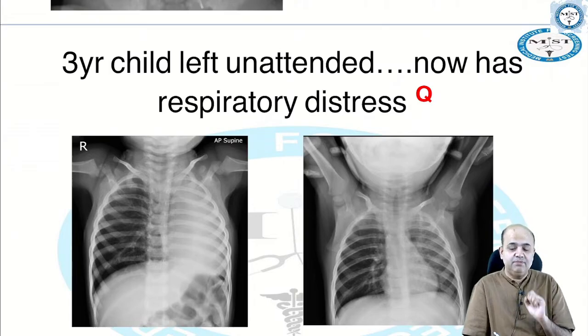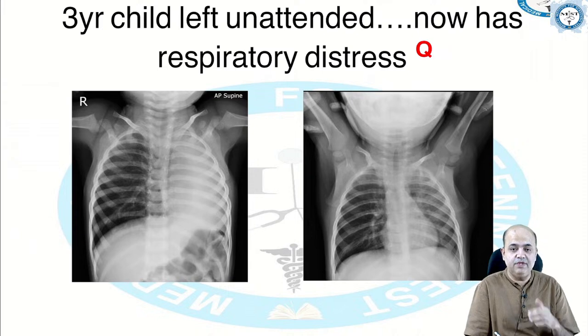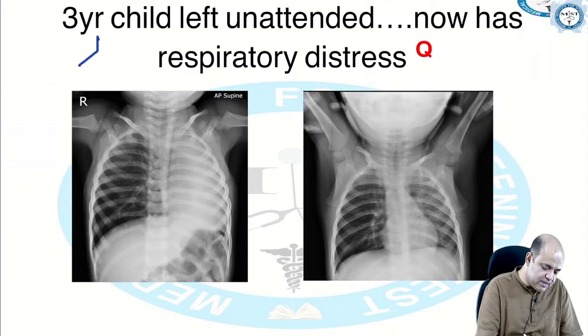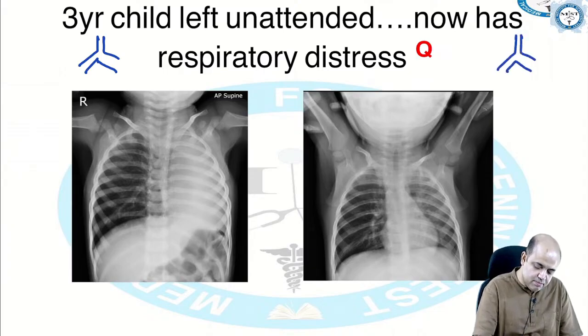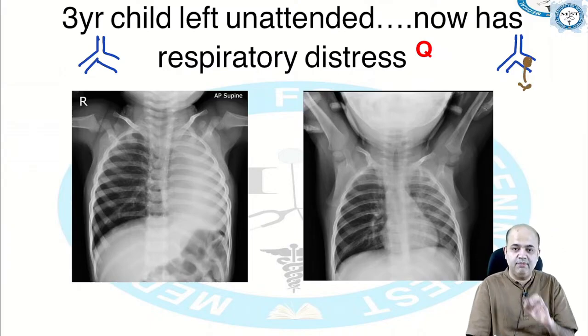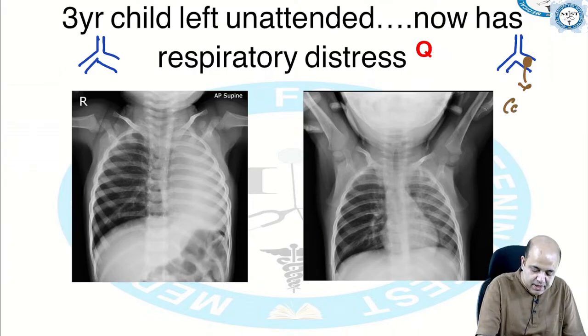A 3-year-old child who has been left unattended and now presents with sudden onset respiratory distress. Okay, so these are two different situations. In one, what is happening is that the bronchus is completely obstructed by the foreign body. There is a complete obstruction.